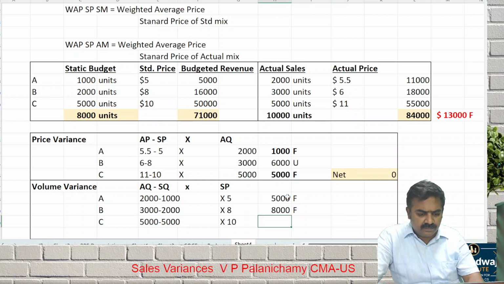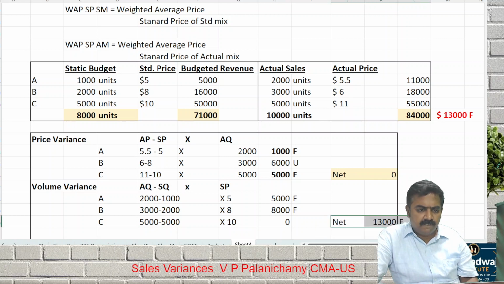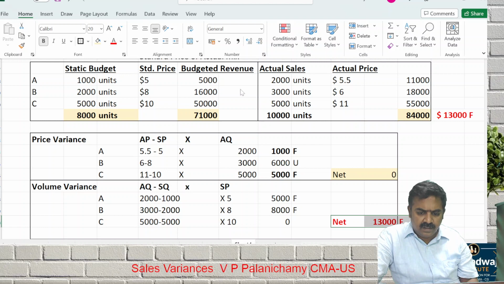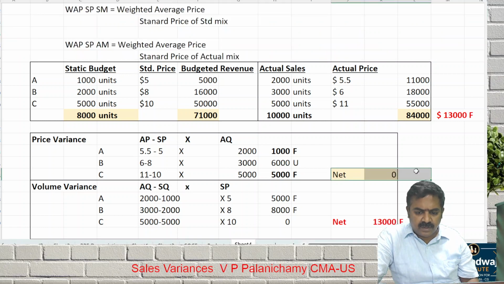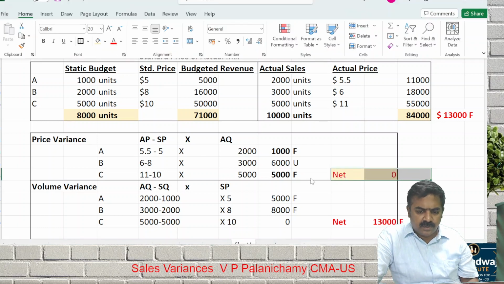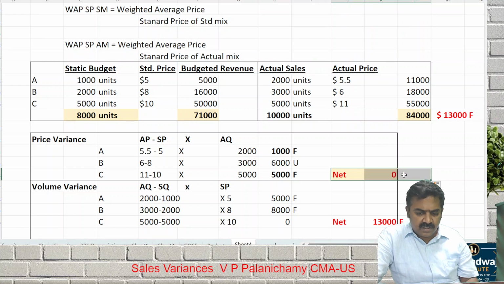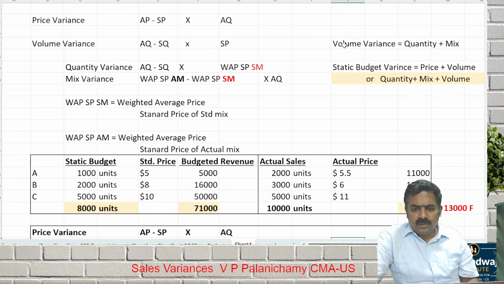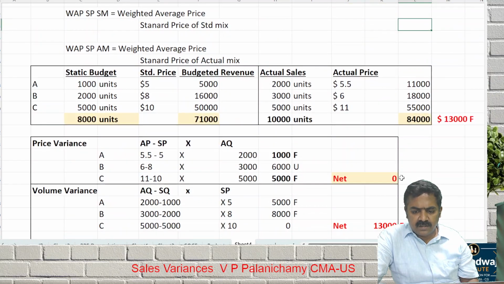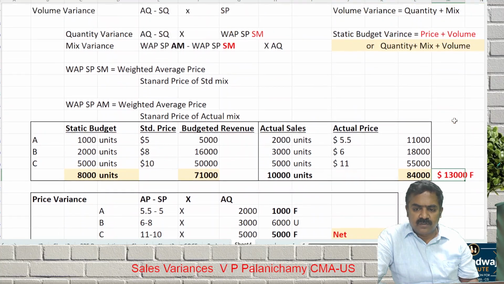8,000 favorable, 0. Net 13,000 favorable. Price net variance is 0. Now itself we can find the verification is done. I told you. Static budget variance arises because of which one? Price and volume variance. Price variance is 0. Volume variance is what? 13,000 favorable. That's why 13,000 favorable.